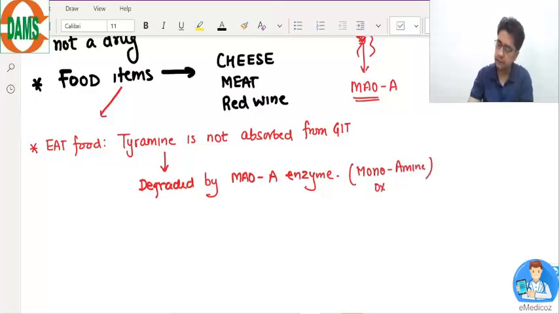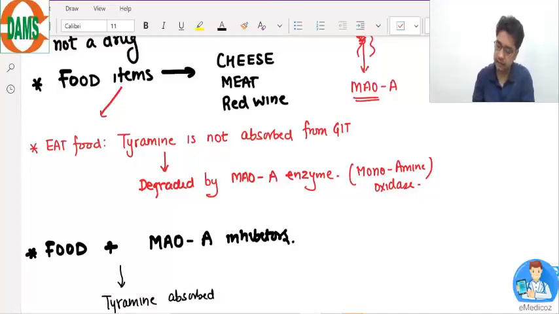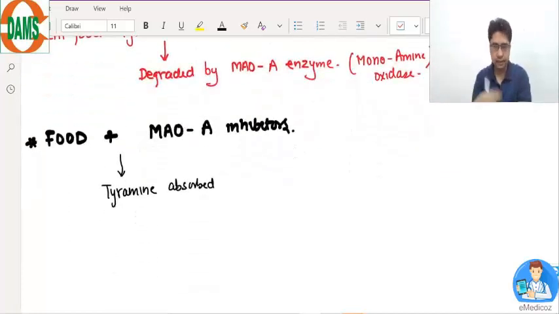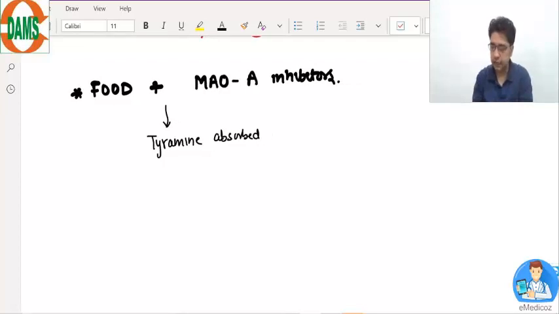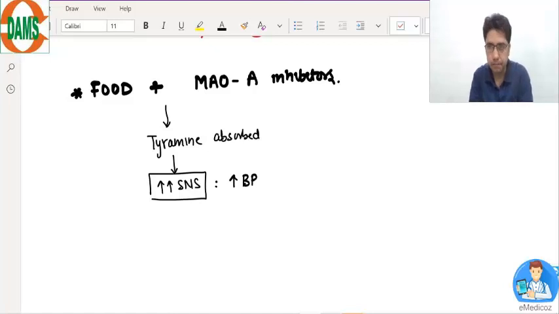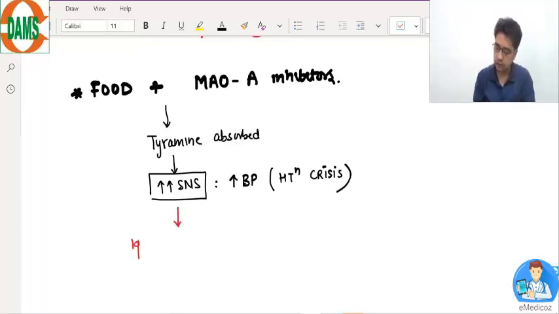Okay, so the problem occurs when a person eats this food with MAO A inhibitors. When a person will eat a food with MAO A inhibitor, don't you think this tyramine will come into the blood and this tyramine will increase sympathetic activity? Because of this, there will be increase in BP, and this is known as hypertensive crisis. Suddenly the BP will shoot up, and this reaction is known as cheese reaction.